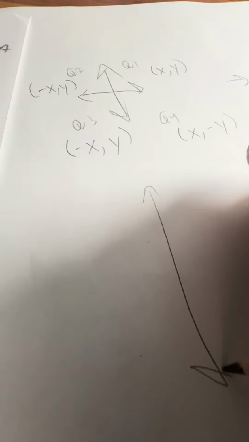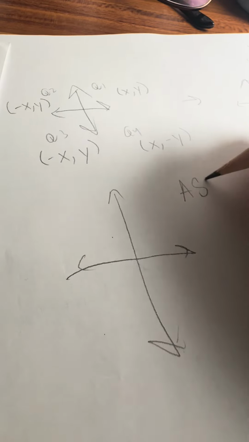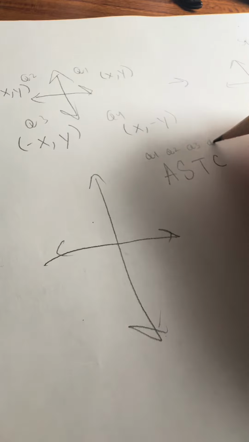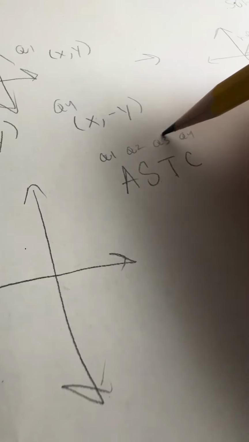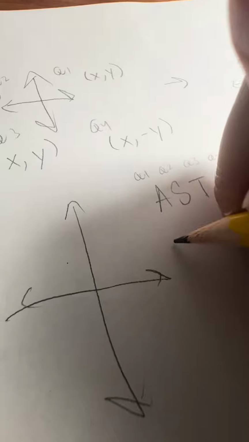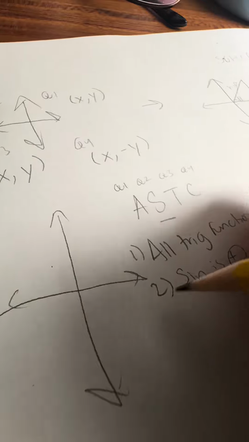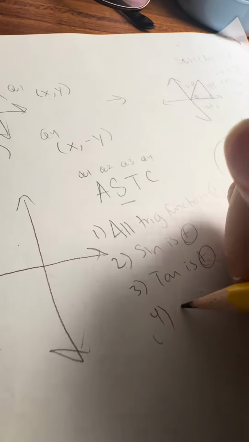Now, last but not least, the last thing I want to cover is an acronym, ASTC. Associate these with the quadrants. This A is associated with quadrant 1, this S is associated with quadrant 2, T with 3, and C with 4. What this is saying is that all trig functions are positive in quadrant 1, then sine is positive in quadrant 2, tangent is positive in quadrant 3, and cosine is positive in quadrant 4.